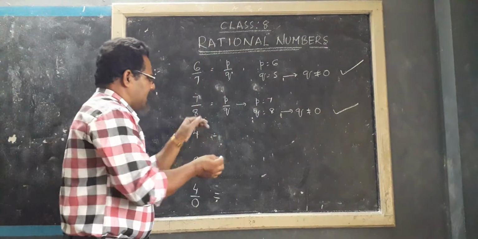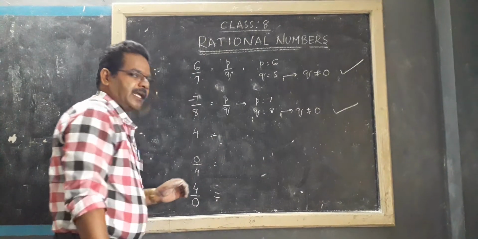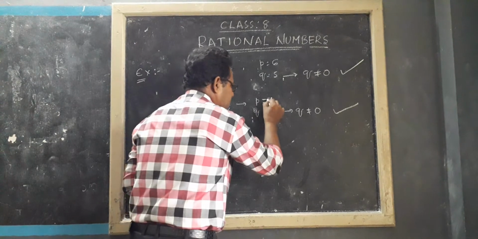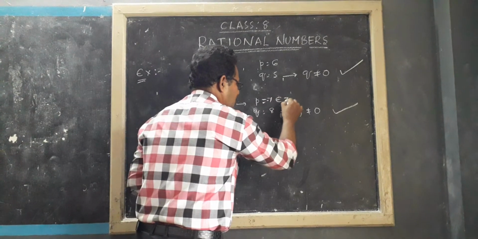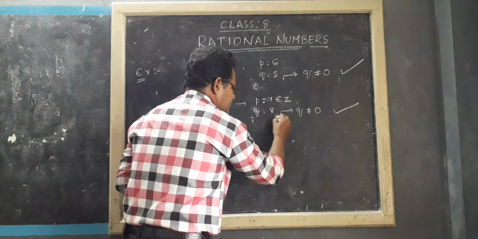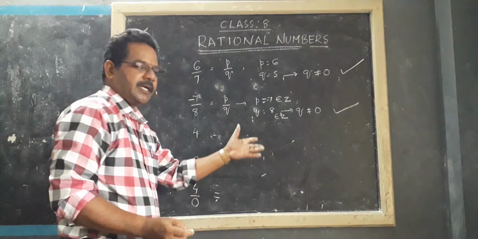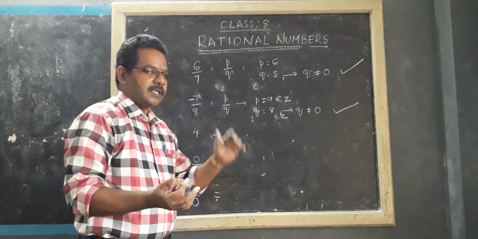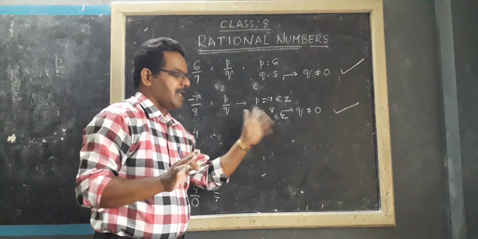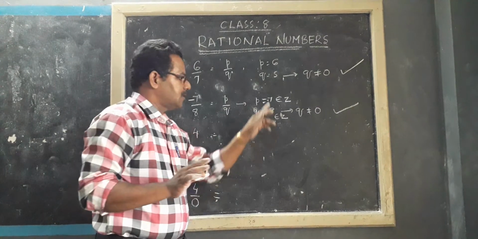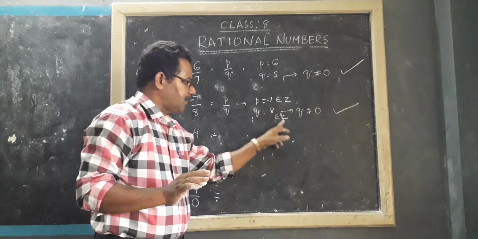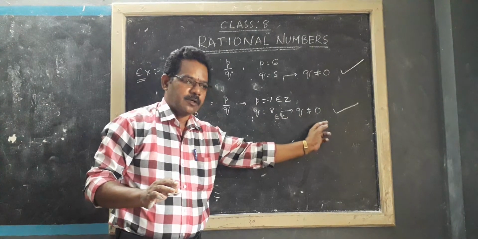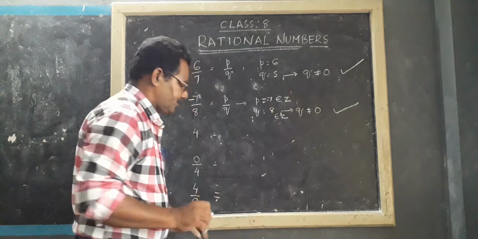For this, we can take another example also. I have taken minus 7 by 8. In the P by Q form, if you compare, P is equal to minus 7. This also belongs to the set of integers. 8 belongs to the set of integers. So both are integers, maybe either positive or negative, that is not a matter of fact. Minus or plus is not a matter. So minus 7 belongs to Z, 8 belongs to Z. Here in minus 7 by 8, Q is not equal to 0. So this is a rational number.